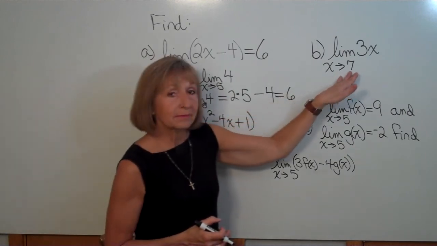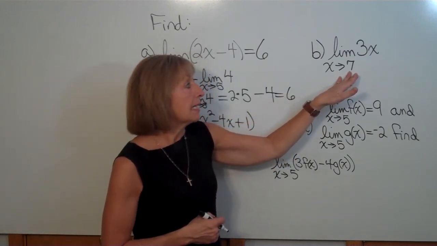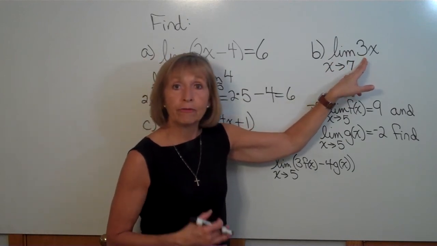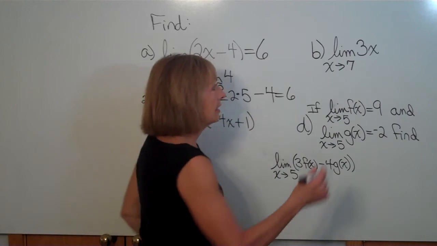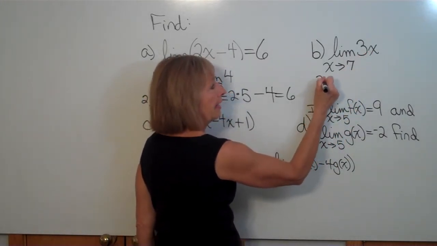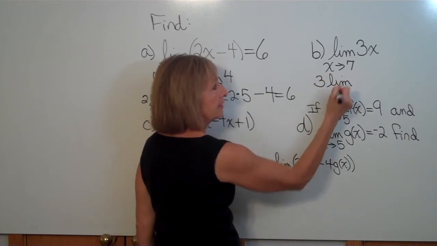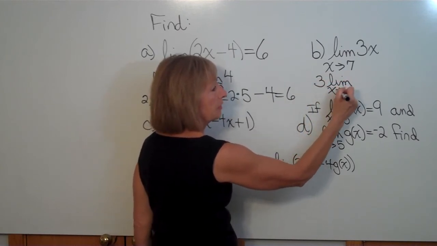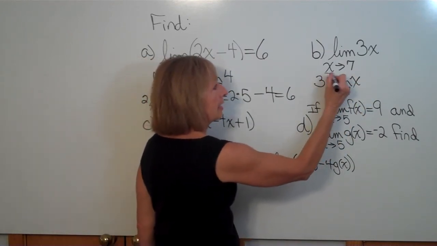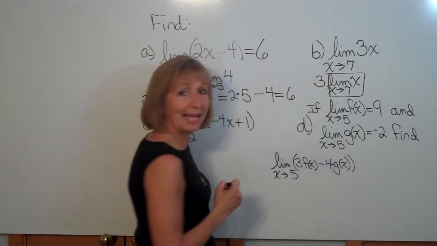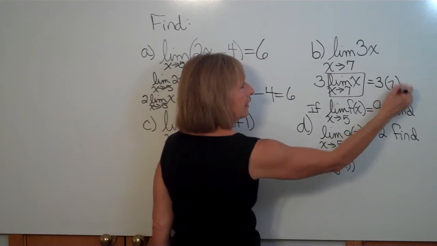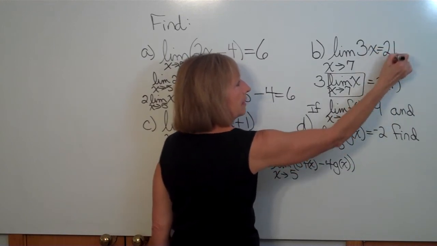Let's look at the next one. Part B. Well, part B, this is just the limit as x approaches 7 of my scalar factor in front of my function. So with this number being attached by times, I can bring that factor out in front of the limiting process. So that's 3 times the limit as x approaches 7 of x. And then the limit as x approaches 7 of x, that's 7. So this gives me 3 times 7, and so this limit is 21.